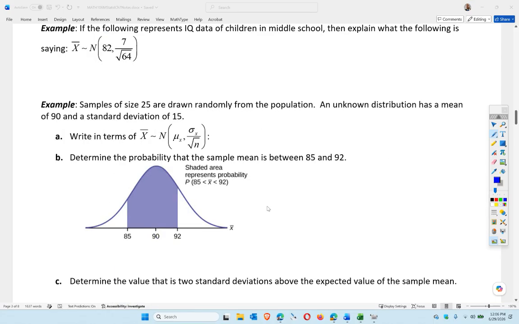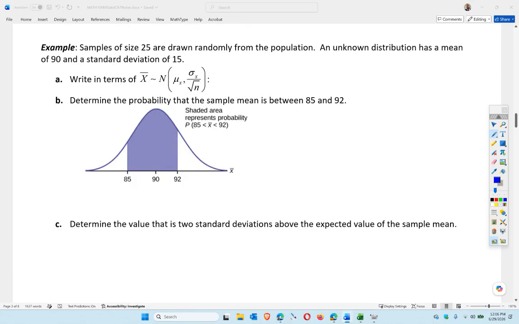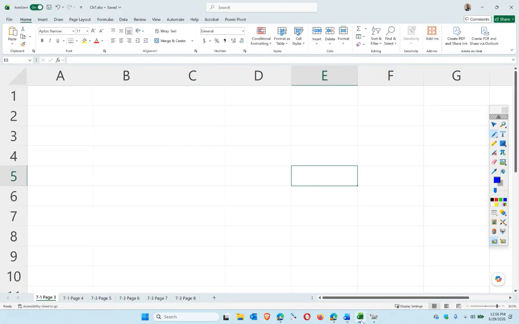Okay, so let's say we have a very generic problem here. This is saying a sample size of 25 is drawn from a population of unknown distribution with a mean of 90 and standard deviation of 15, right? So essentially that is what we're saying if we convert it to symbols. Determine the probability the sample mean is between 85 and 92. So the sample mean is, I took 25. What's the chance I took 25 of these random things and their average is somewhere in there? So let's go to there and calculate.